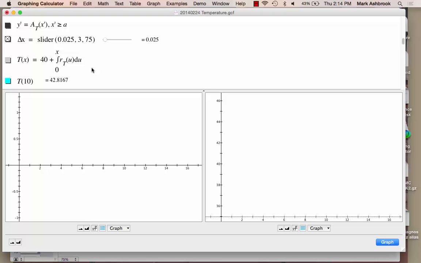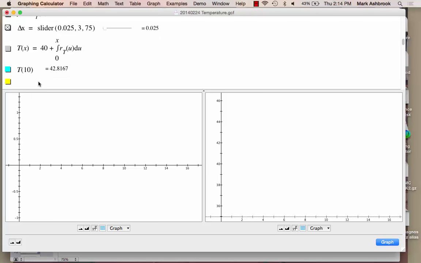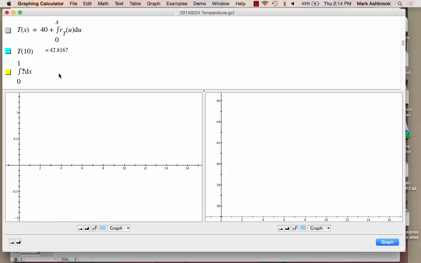Okay, so that's T of 10. How else could we express that same thing, the temperature at 10 minutes, using the integral? So Control-Shift-I. What integral would I put in to get that same temperature?